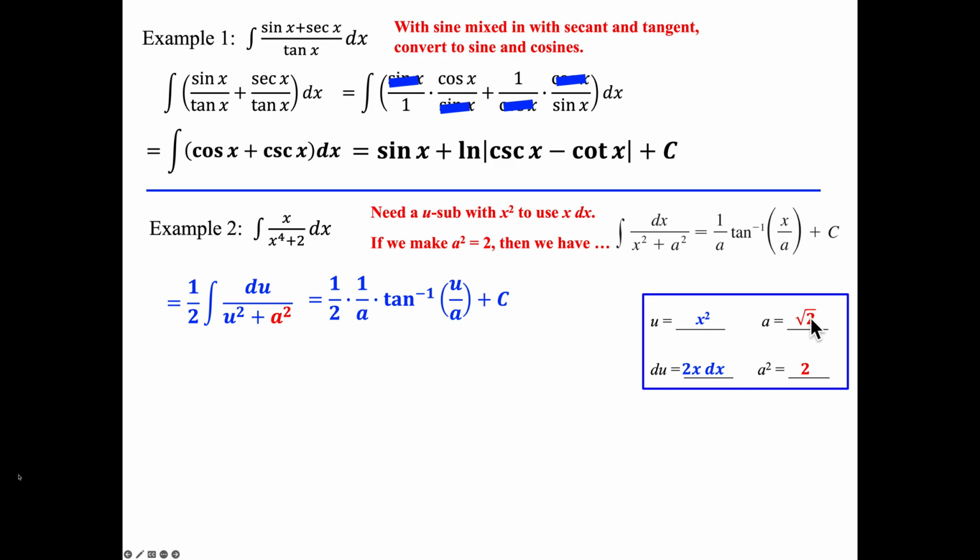And now let's bring the a in. So the square root of 2 here and the square root of 2 here. Put in x squared for u. And then there's my final answer.